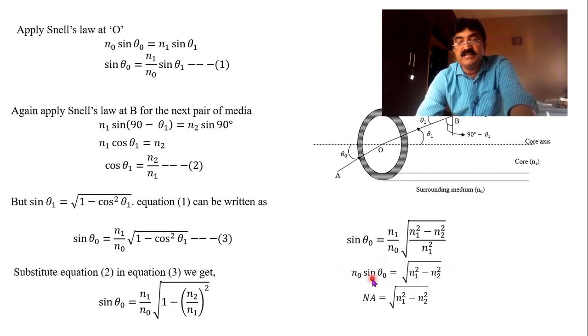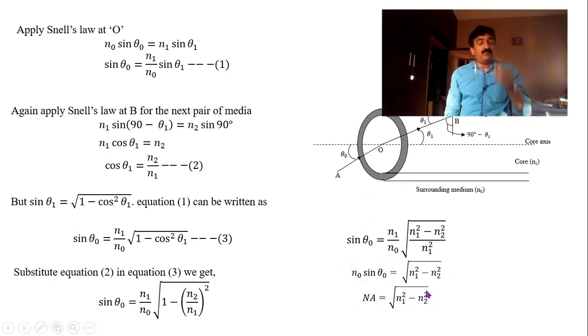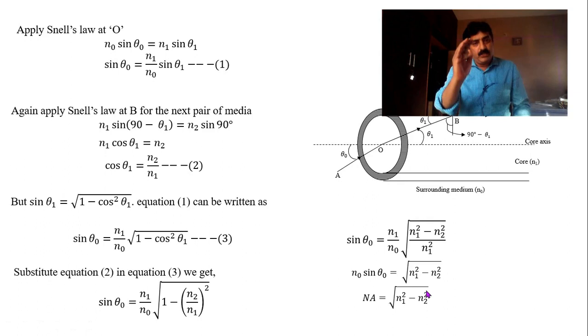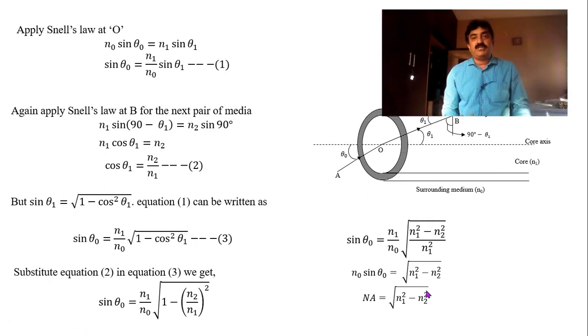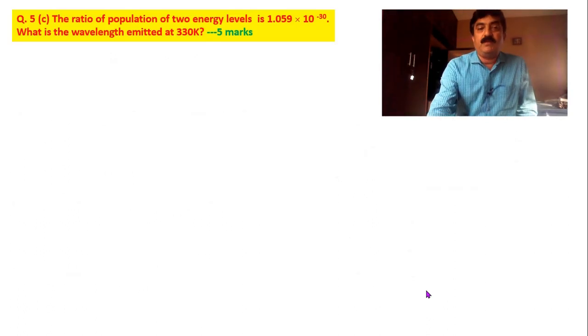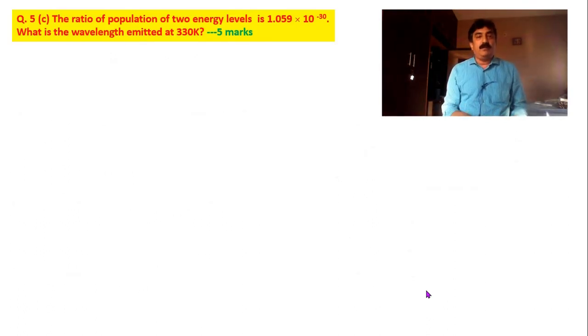And you know n naught sin theta naught is equal to numerical aperture, so numerical aperture is equal to root of n1 square minus n2 square. Dear students, I tell you, this is also one of the important derivations and a most expected question also. Well, that's all about the question on optical fiber. With this, I move on to a numerical problem.